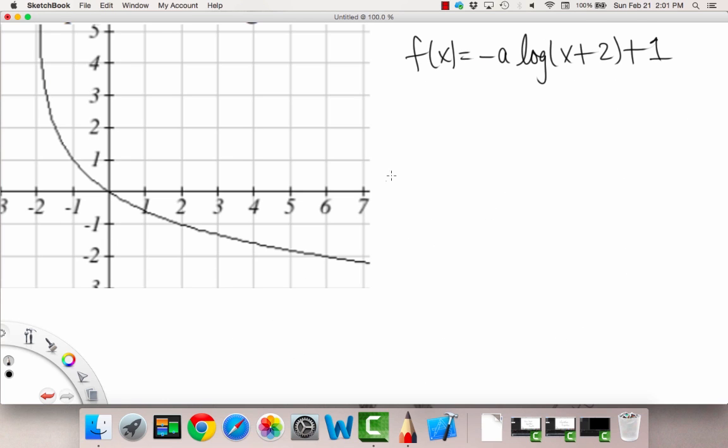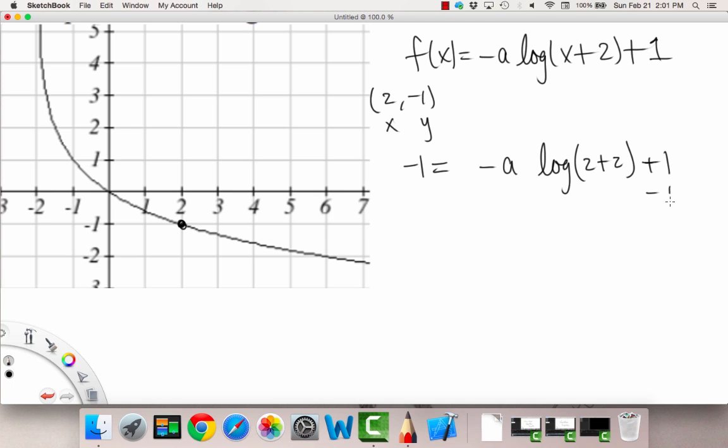Alrighty, so now we have reduced this problem to figuring out a. And again, we're just going to pick a point on our graph and then plug it in and see if we can figure out that a. Alright, so let's say this one, 2, negative 1. So this is our x and this is our y. Alrighty, so now we have negative 1 is equal to negative a times log of 2 plus 2, and then plus a 1. Okay?